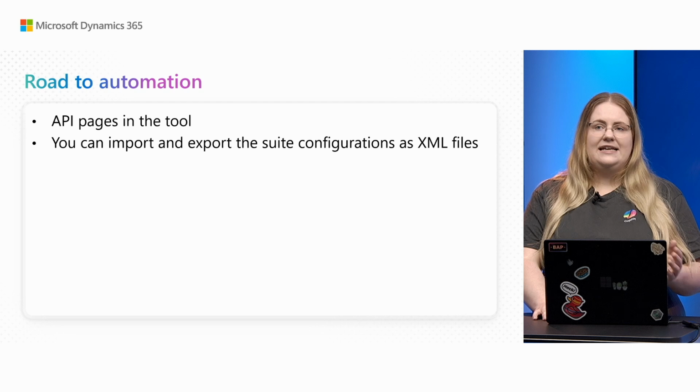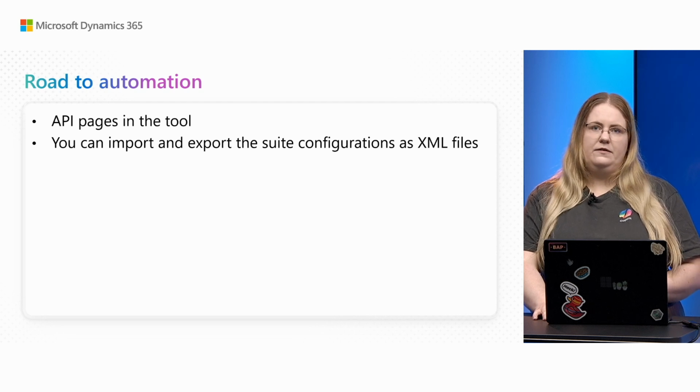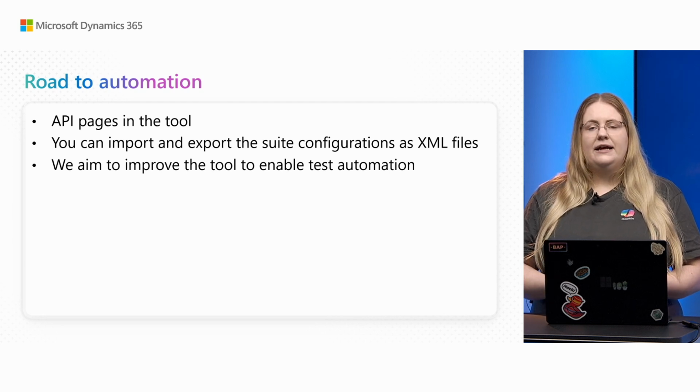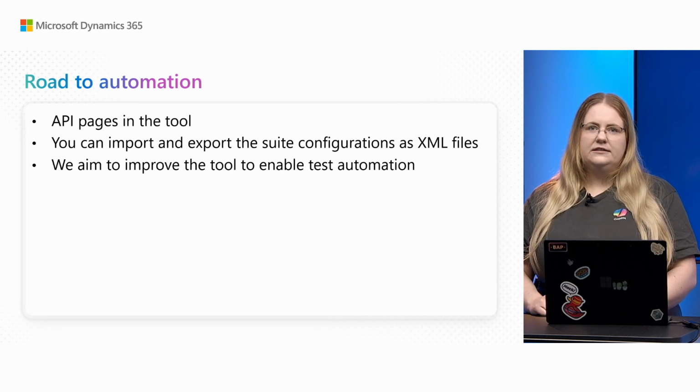It is also important to mention that this is all part of what we call the road to automation. For now, we have API pages in the tool, so you don't need to access its parts through the UI. You can import and export the suite configuration as XML files. You saw how Steve imported the second test suite from an XML file. And we aim to improve the tool to enable test automation and make it even smoother for you to test your Copilot features with less effort.